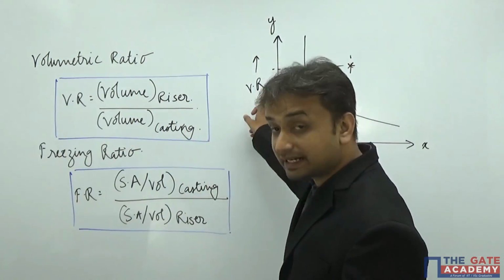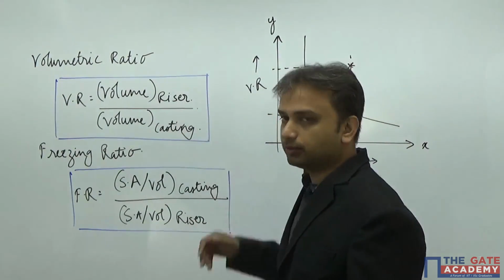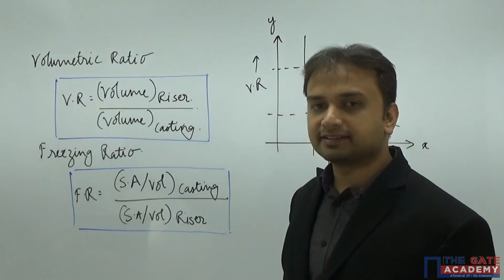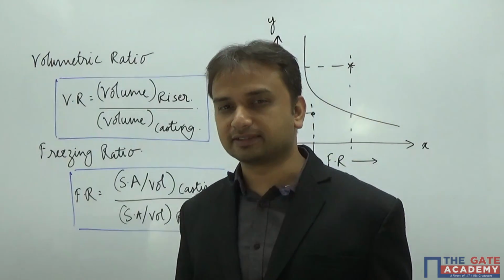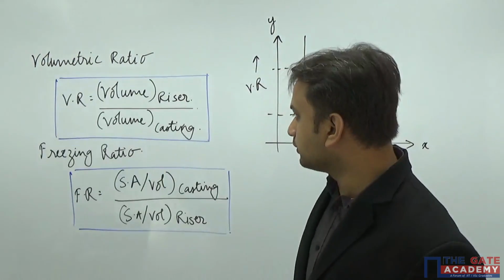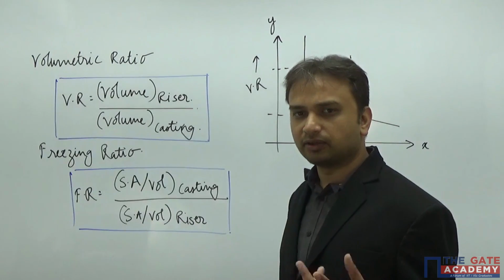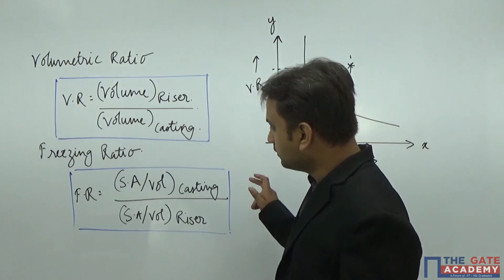That has been indicated over here at the y-axis is nothing but the volume of the riser by volume of the casting. Okay, volume of the riser divided by volume of the casting. So it is a ratio between riser volume and the casting volume, right? So you must be getting some y value, let's say some y value you get.